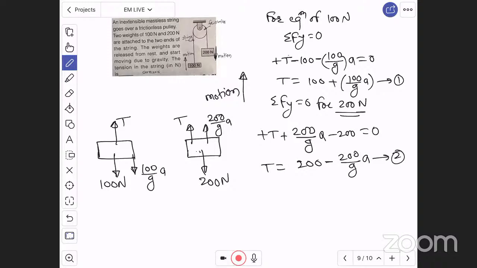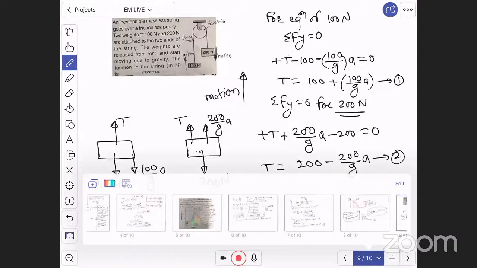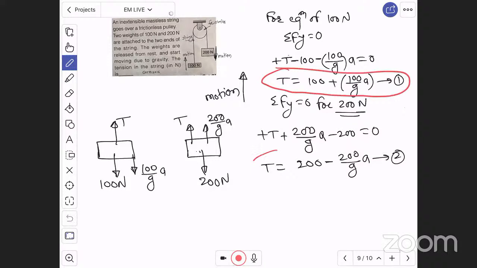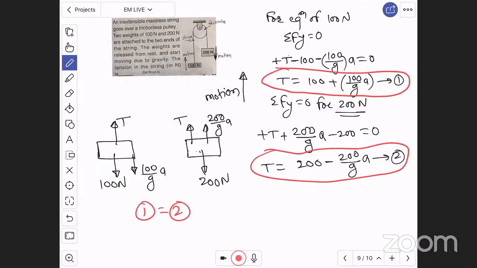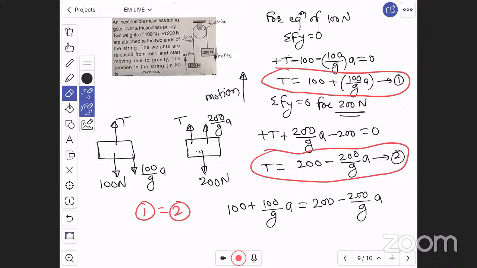Right. My dear students, now you have two equations. Equation number one is T equal to, and equation number two is also T equal to. Therefore, can I say equation 1 is equal to equation 2? Right. Definitely you can say equation 1 is equal to equation 2. Therefore, can I say 100 plus 100 divided by g into a is equal to 200 minus 200 divided by g into a. Right. Now, solve this equation for acceleration.